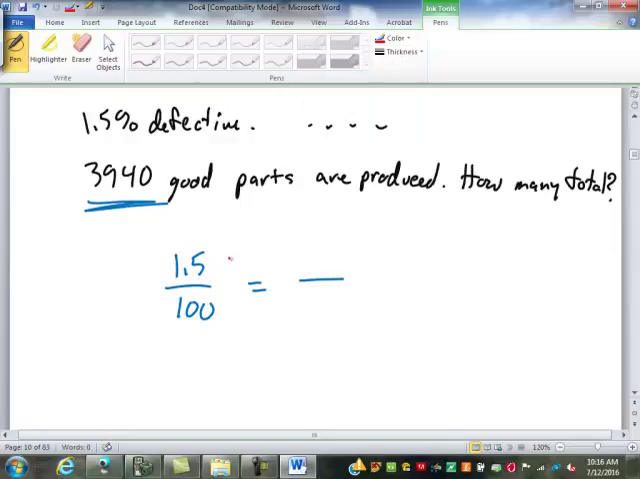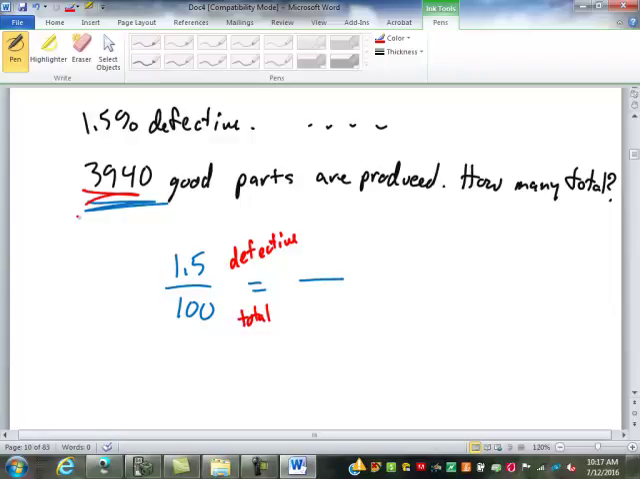Well, the 1.5 represents the defectives, right? The 100 represents the total. Which one of those is represented by the 3940? Say neither. Neither one of them. The 3940 represents the good parts.